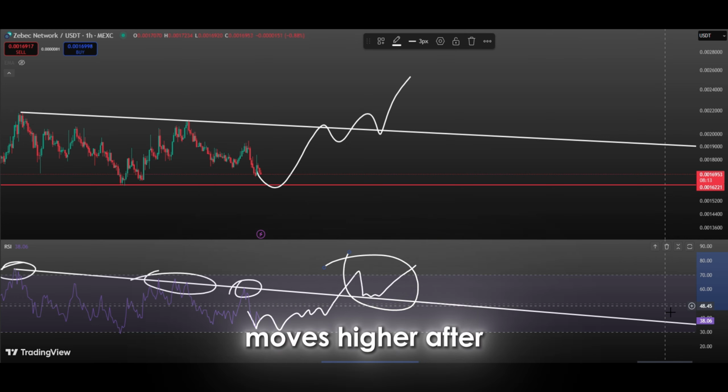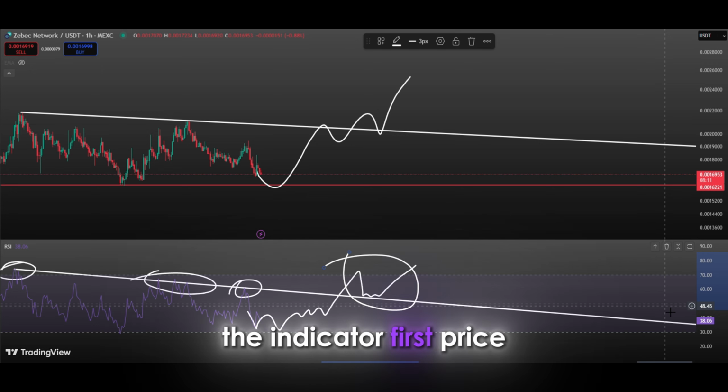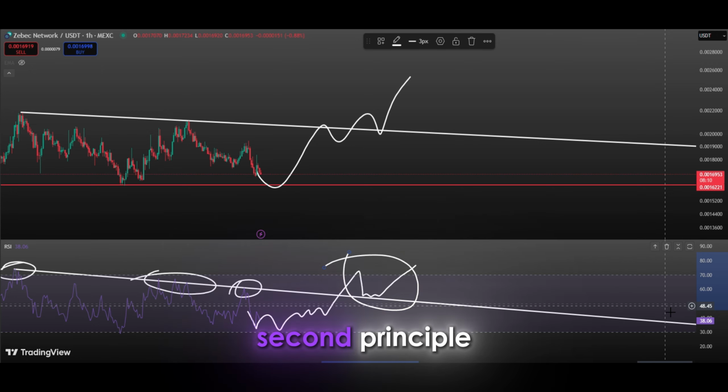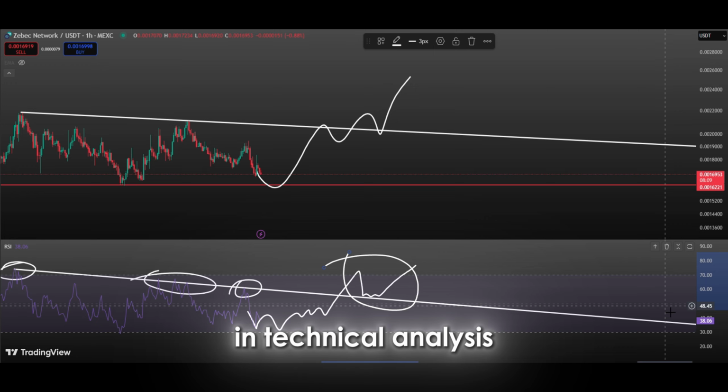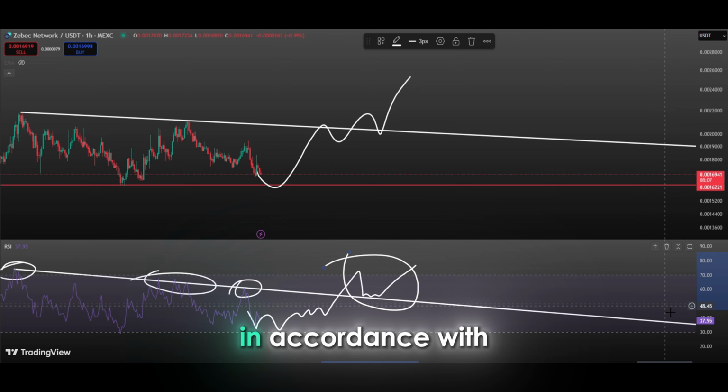If the RSI moves higher after this breakout, it could lead to higher highs in the price. The indicator first, price second principle is very important in technical analysis. At the moment, we are about to get a turn signal in the RSI in accordance with this principle.